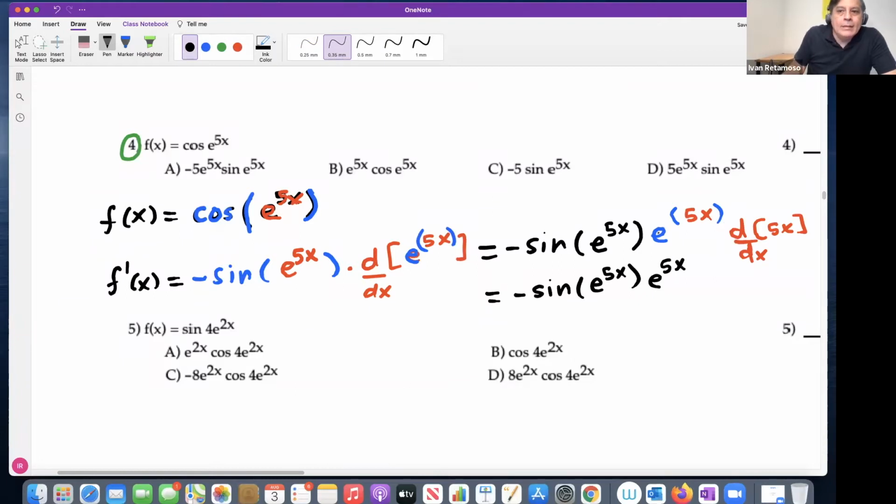When you no longer need the parentheses, drop them, right? This derivative is just 5, times 5. But now what I'm going to do is multiply 5 times -1, which is up front here. That is going to give me a -5, and then sine of e raised to 5x times e raised to 5x, okay?